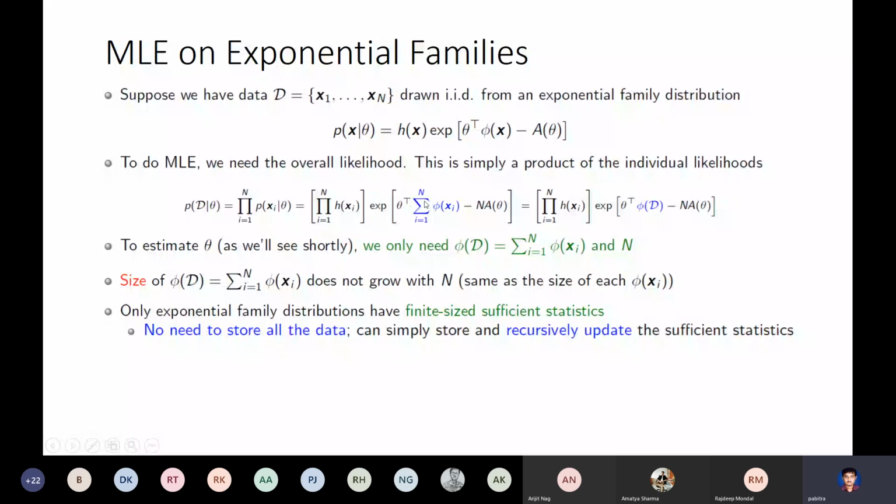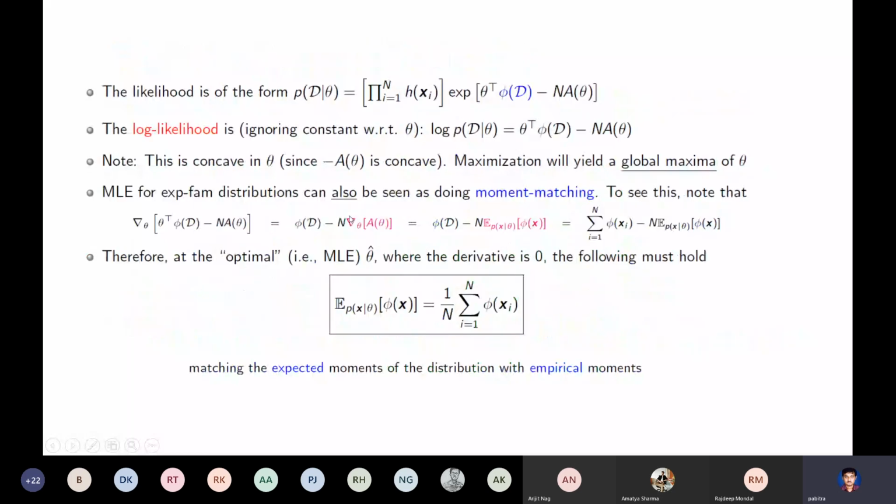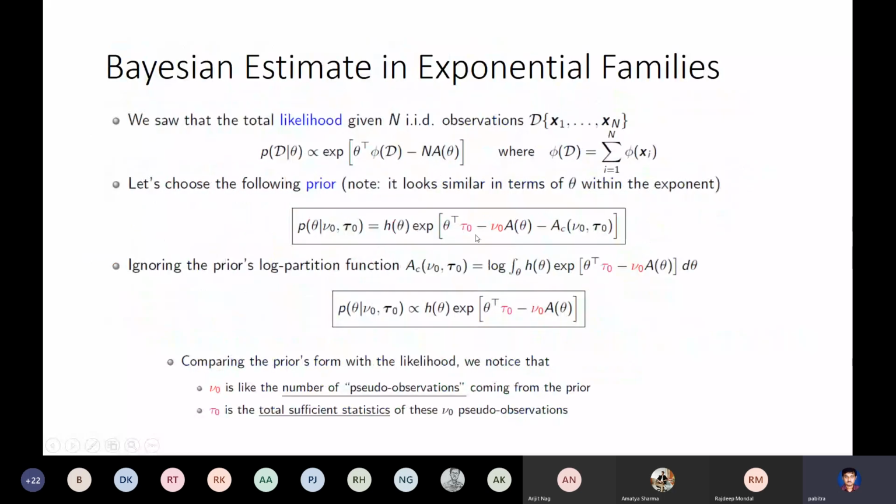So basically MLE just needs the moments. It's a function of only the moments, the sufficient statistics. You can do a full posterior estimation. So suppose this is your exponential form. Your posterior will also be exponential with additional parameters we call tau naught and nu naught, where nu naught is kind of pseudo observations coming from the prior, and T naught is the total sufficient statistics, the sum of all the sufficient statistics. Okay, so this again you work out.